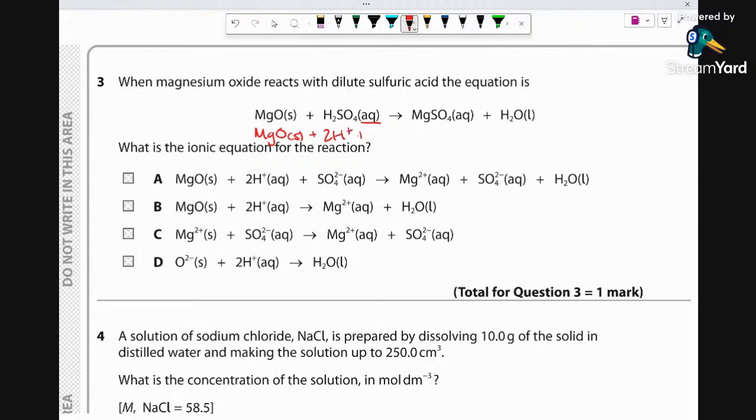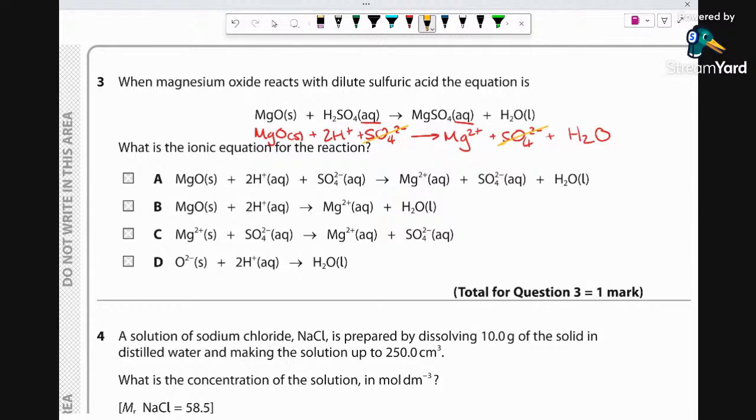2H+ plus SO4 2- goes to form its aqueous, so split it up, Mg2+ SO4 2- and water. Right. Cancel out what cancels. The only two that vanish are those two. So there's my final answer.